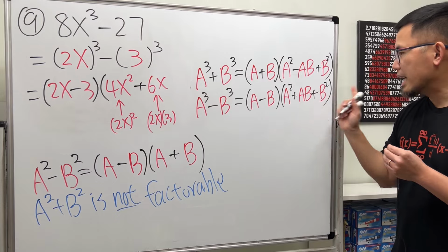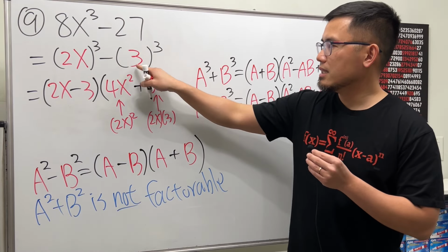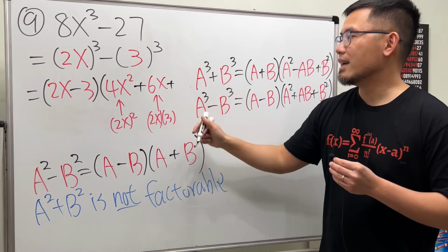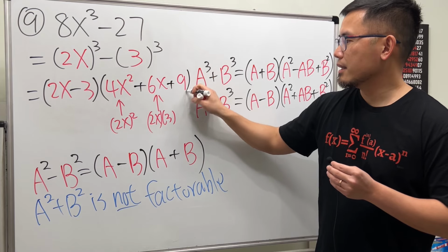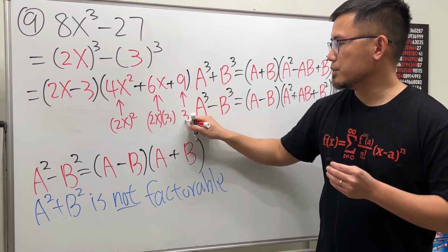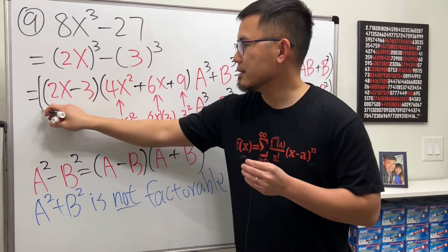Lastly, we always add the last one, right? So we add 3 and we square that. So 3 squared, we get 9. So this right here is 3 squared. And that's it.